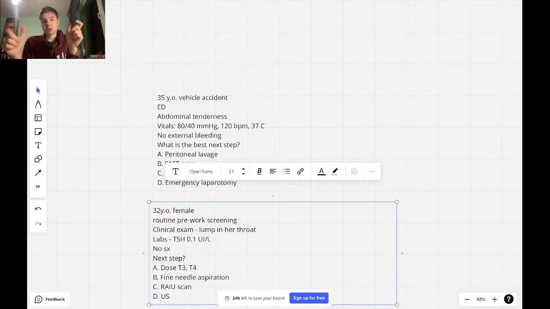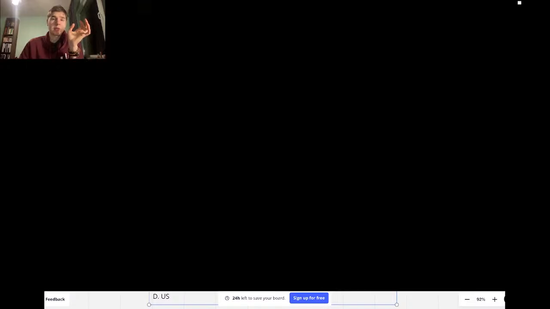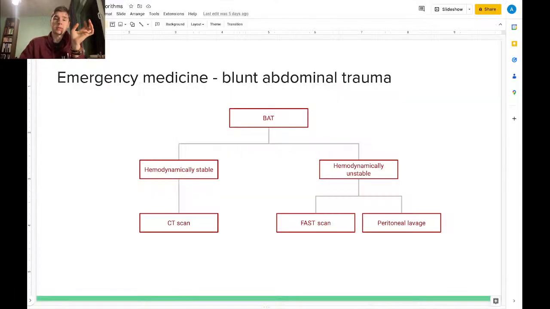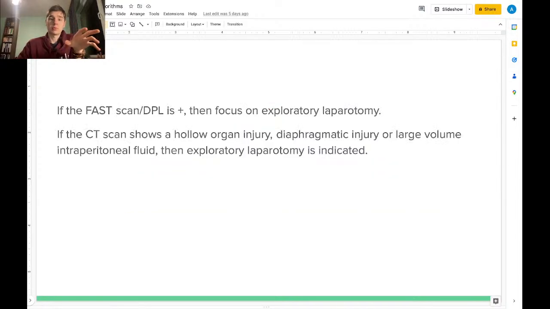However, hot nodules will never require fine needle aspiration. To cement this algorithm, let's go a bit through it. So, yes, we should talk about this in a minute.